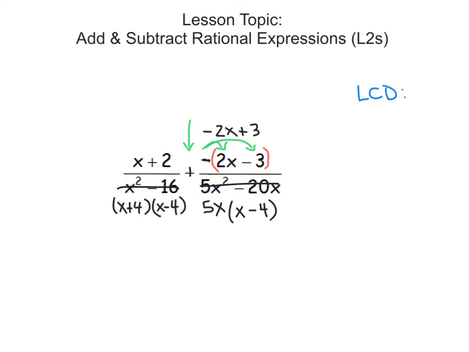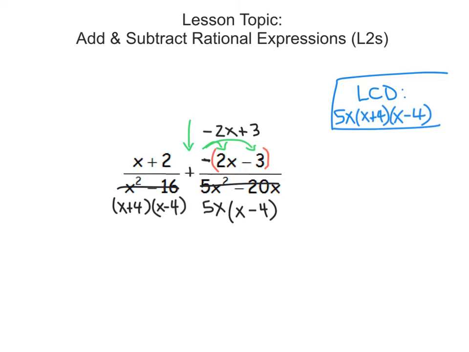Alright, now we are ready to write our LCD. Remember, the steps for that is to write every factor of the first denominator, so x plus 4 and x minus 4, and then we need to include in the LCD any factors of the second denominator that we don't already have. So we already have the x minus 4, so what we need is a 5 and an x. Put that in the front because normally we put monomial factors in the front. So our LCD is 5x times x plus 4 times x minus 4.